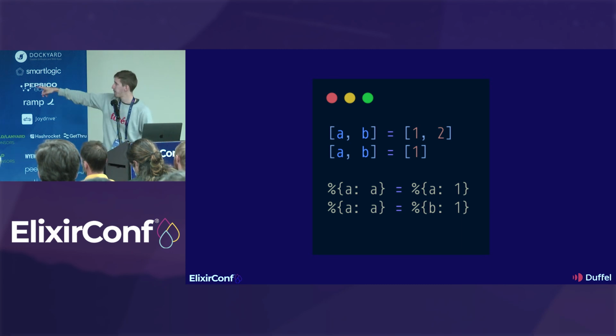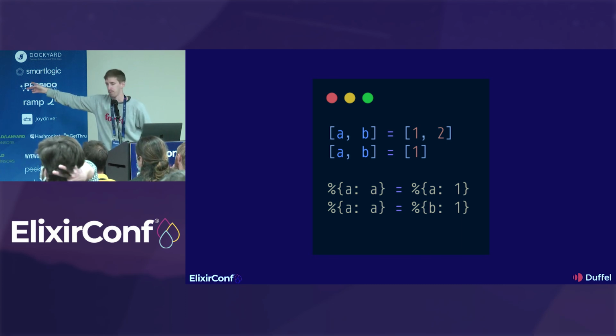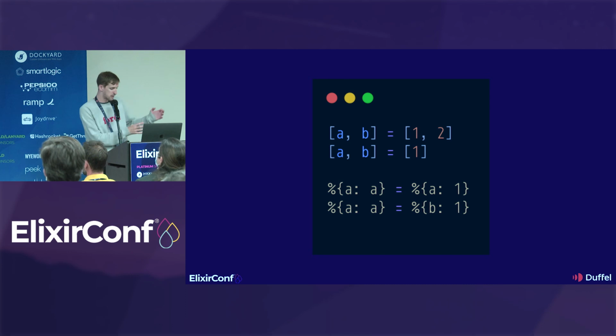So in the bits below here on the maps, you can see it's not an index that's important when you're a variable, it's the key of the map, right? So the bottom line doesn't match because there isn't a key A in the map that we're matching against. So for list patterns, index is important. For map patterns, keys are important. You can imagine other patterns where other things are important, okay?